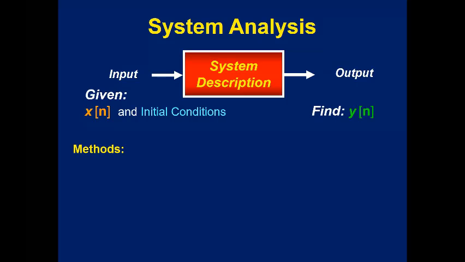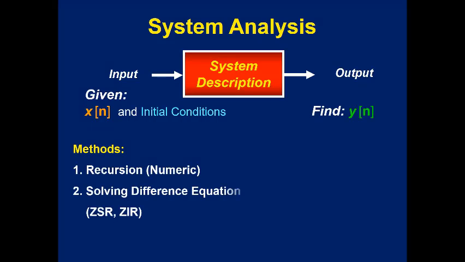We've talked about two methods so far for system analysis. We've talked about doing it numerically by recursion with a recursion table, where we take sample values of the input signal combined with a difference equation to then come up with sample values of the output signal.